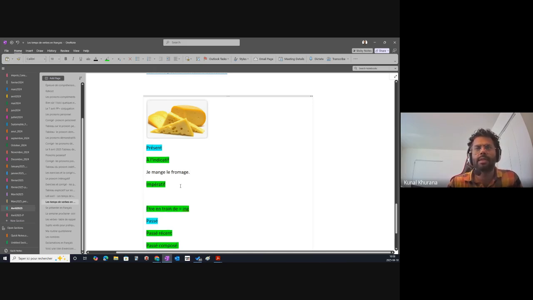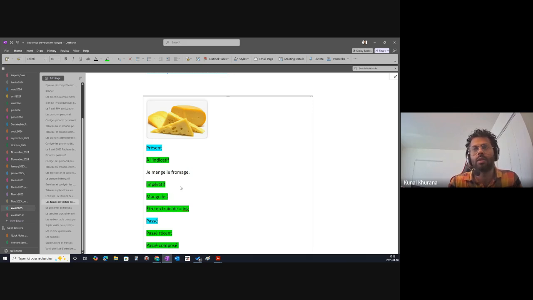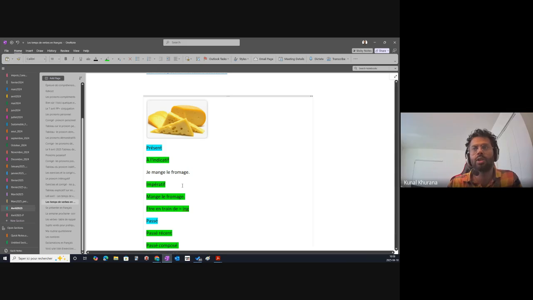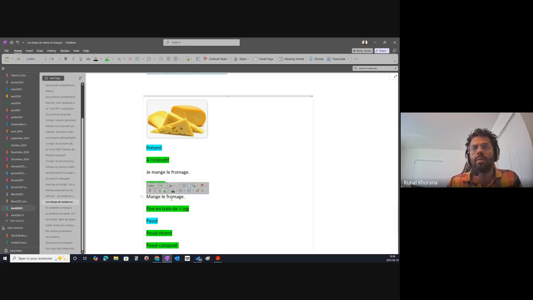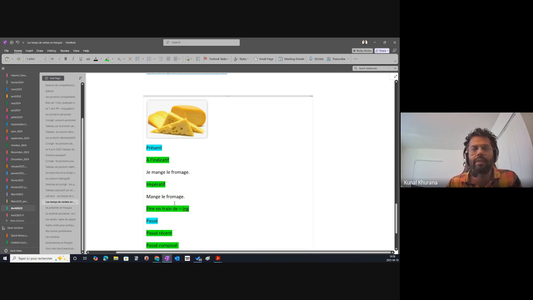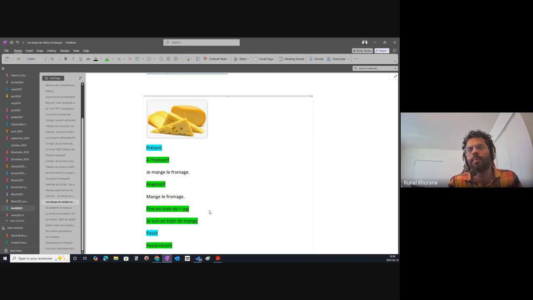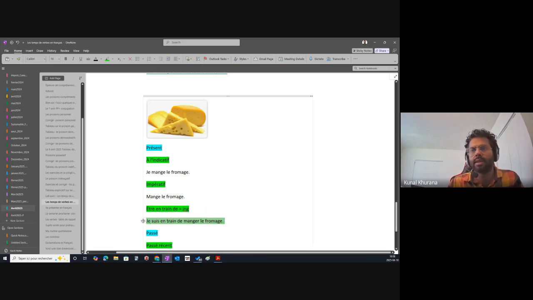So the imperative is giving an order to somebody. Mange le fromage. Or maybe you can say to your kid, or maybe in a familial setting, or to your friend, eat the cheese. So then comes être en train de. Je suis en train de manger le fromage. Guys, this was all about present tense.